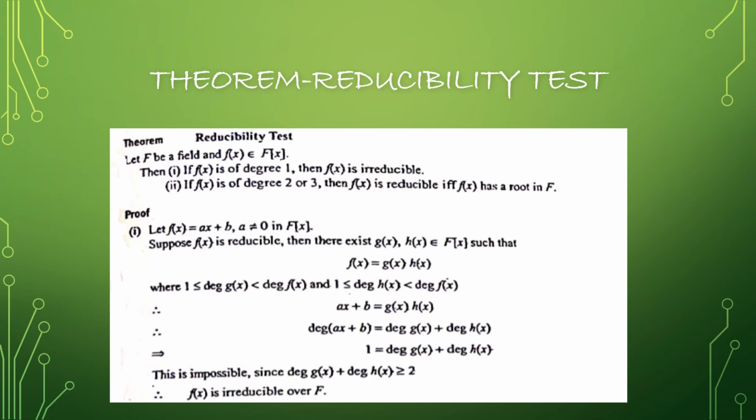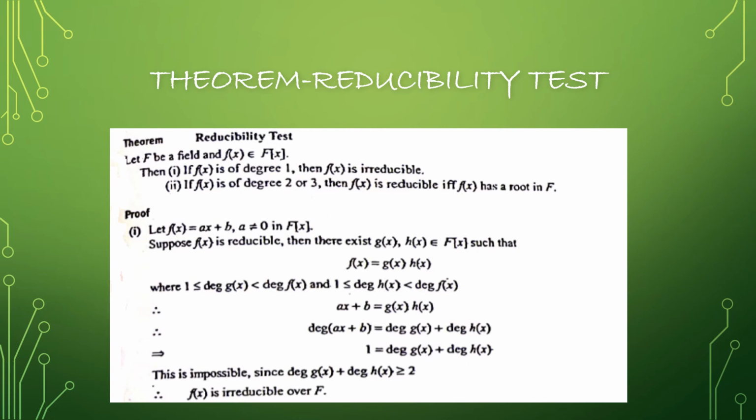Then we are moving on to the theorems. So now, there are two conditions to be proved here. So f of x is of degree 1. When you have a degree 1 polynomial, definitely you can say it is irreducible. And when you have a degree of 2 or 3, you can say it is irreducible if and only if f of x has a root. The root should exist in F. So first see the first condition. Let f of x be equal to ax plus b. We are going to consider a degree 1 polynomial, which we will always write as ax plus b.